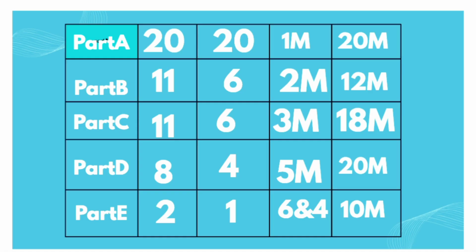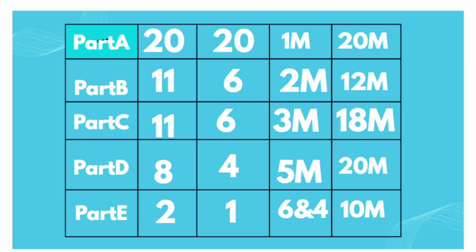Part D contains 8 questions, but you have a choice of only 4 questions. Each question carries 5 marks, so the total is 20 marks. And Part E is very important. There are 2 questions, and each question has sub-questions A and B. Suppose question A contains 6 marks and question B contains 4 marks, or sometimes vice versa. The total is 10 marks.